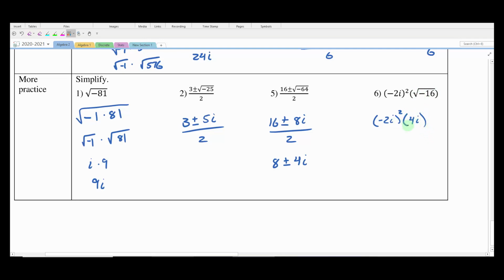And now I can carry out my multiplication here. But first, I'm going to do this exponent. So don't forget to square everything inside of the parentheses. Right, so -2 squared is a +4. And then we have I squared. So this will be 4i squared times 4i. Right? And then we can multiply the 4's, get a 16, and we can multiply the I. So I squared times I is I to the third. And if you recall from yesterday's lesson, I to the third is simply negative I. So this would be -16i.